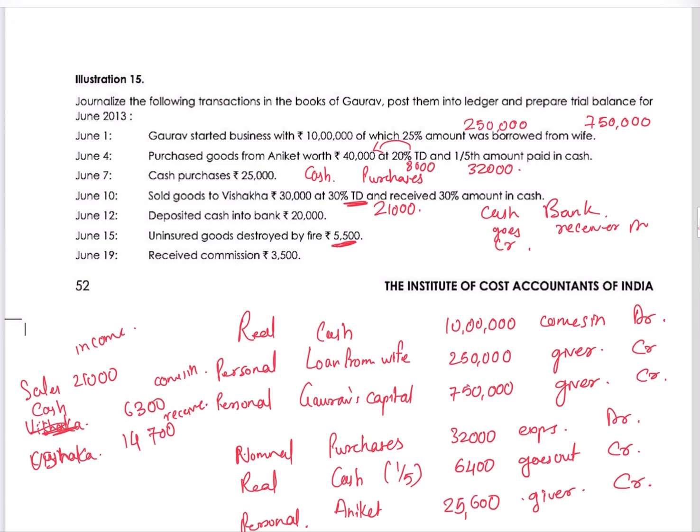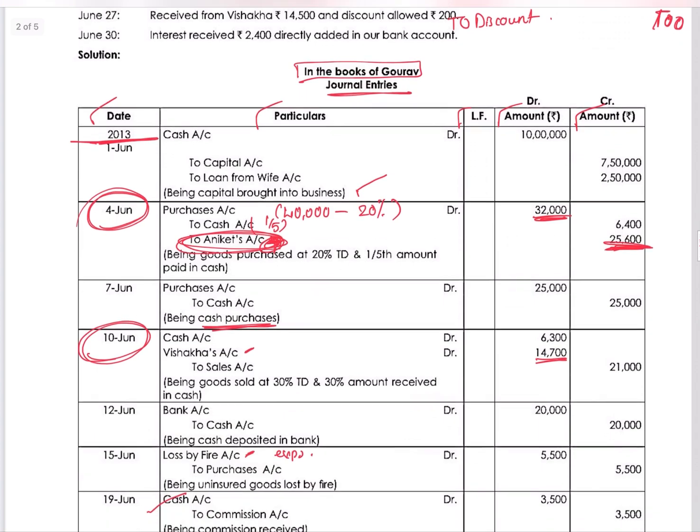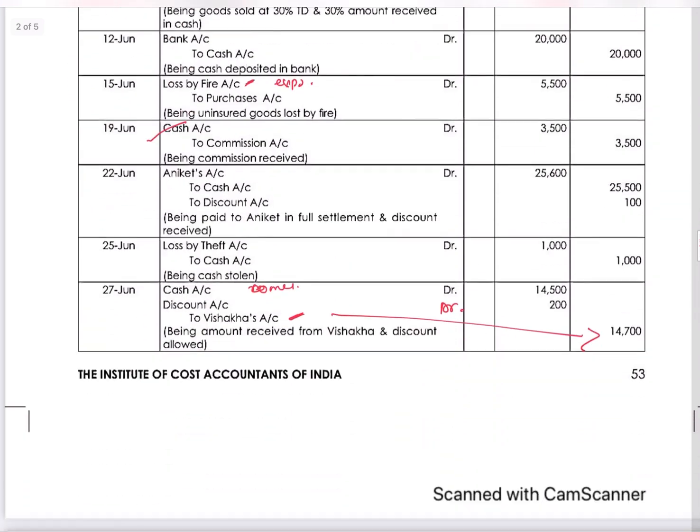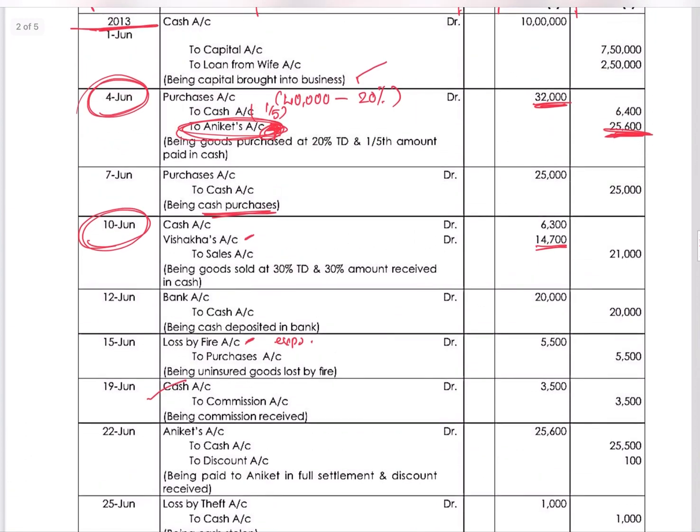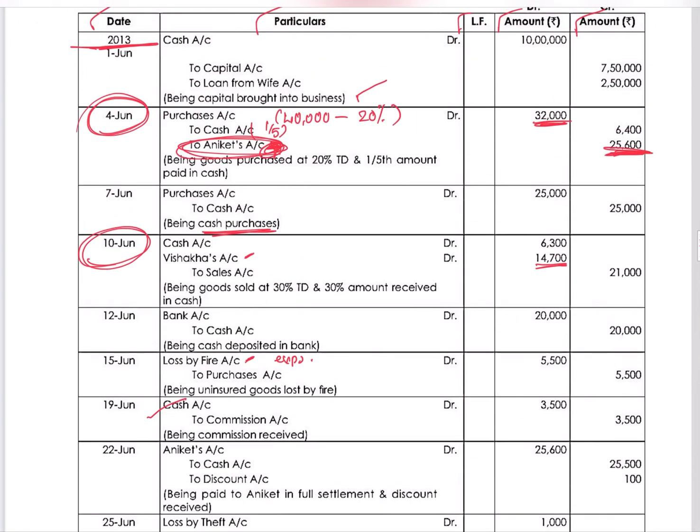Illustration 15 from study material, page 52. We did journal entries. Now we will do ledger posting. For each journal entry we will read it, prepare the ledger and post it. I am not preparing separate ledgers. I will just mark a tick for each respective entry we are posting in that ledger.